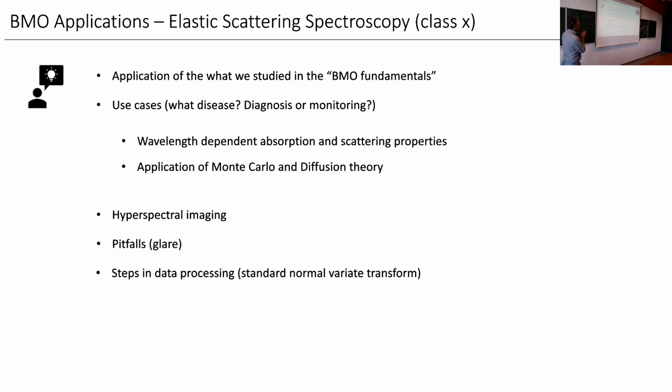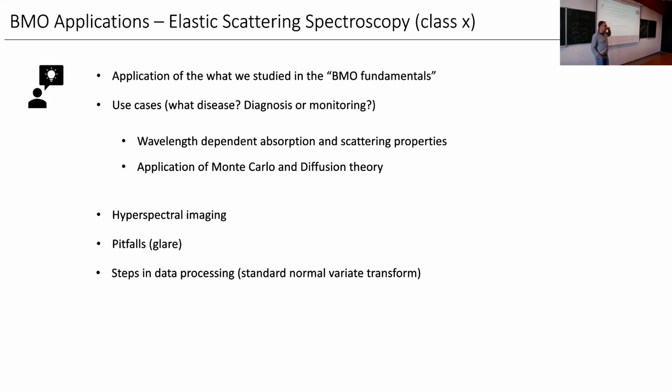Also, Maurice talked about scattering spectroscopy. That again is an application mainly of diffusion theory. So what's important here? Well, again, when do you use it? What kind of disease can you use it for? Is it used for diagnosis or is it used for monitoring or both? So what are typical use cases for that?